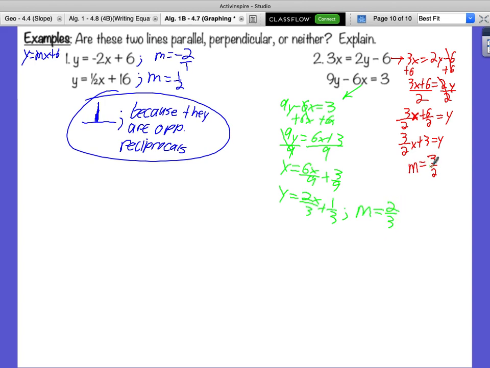So we have the slopes, one slope was 3 over 2, one slope was 2 over 3. So are they the exact same? No, so they're not parallel. Are they opposite reciprocals? They're reciprocals, but are they opposite? No. So it's not parallel, it's not perpendicular, so what is it? Neither. So our explanation is that they're not the same, and they're not opposite reciprocals.